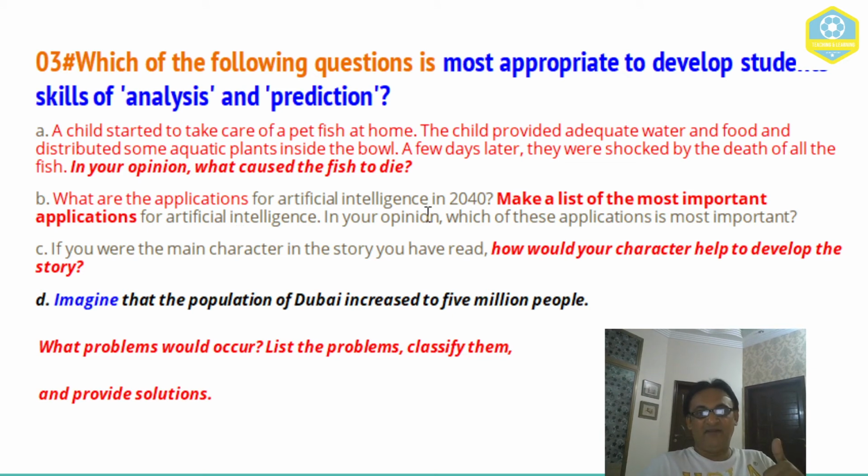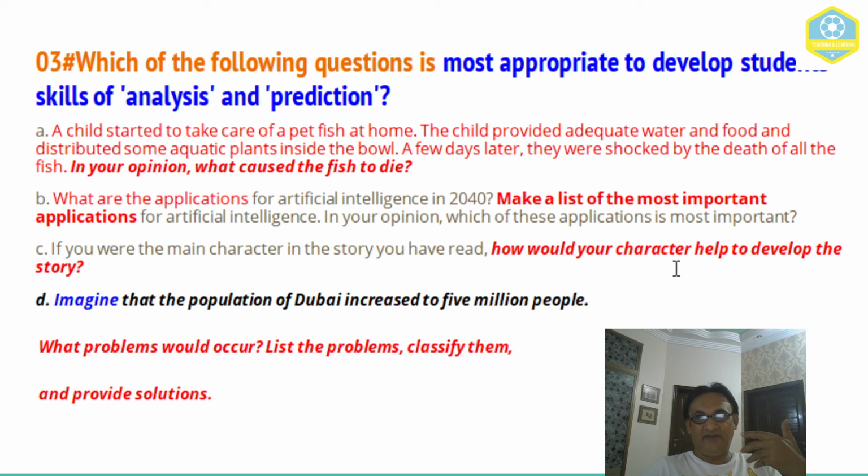In your opinion, which of these applications is most important? Opinion is not an analysis; it's a perspective. Opinion is not a prediction. It's a perspective, so be careful about that. If you were the main character of the story you have read, how would your character help to develop the story? Where's the production? Is there any production or analysis in this? Production is something abstract, something from your idea.